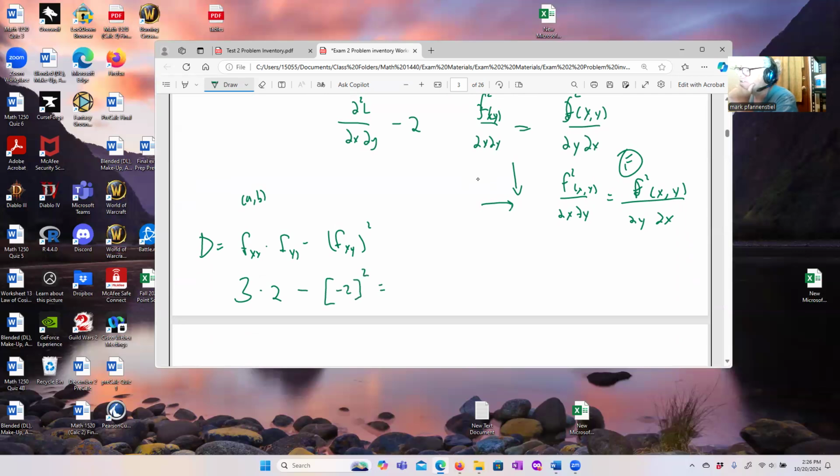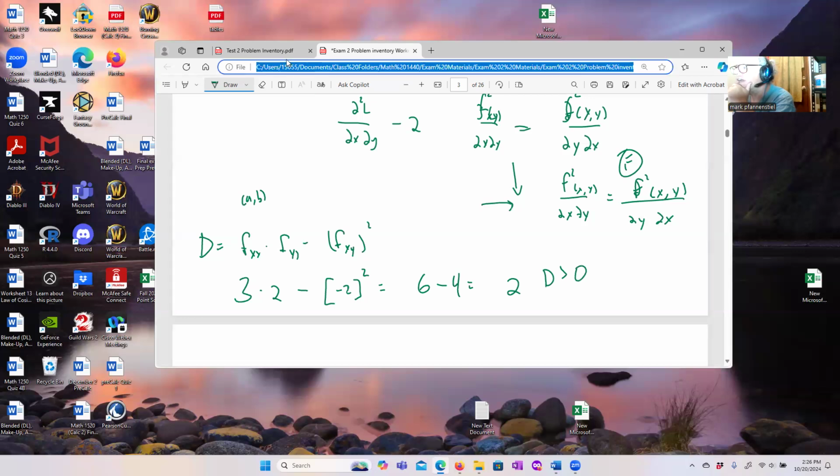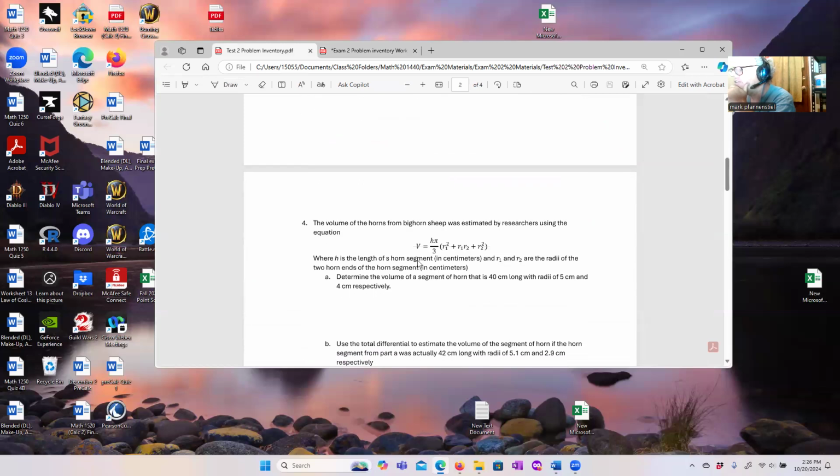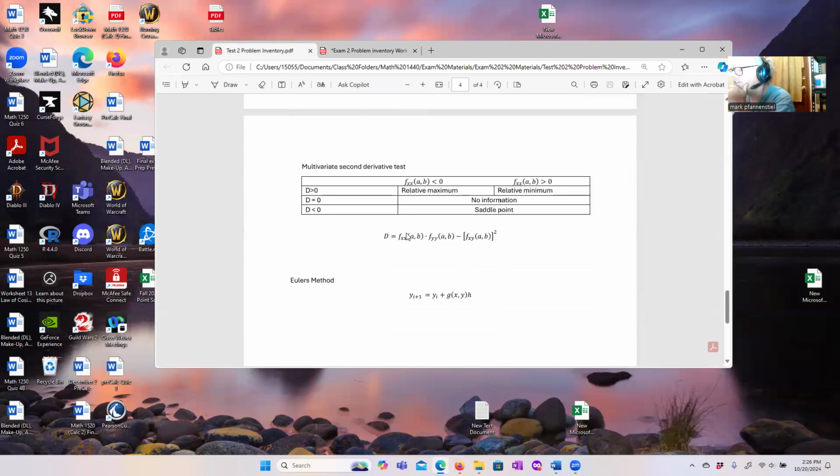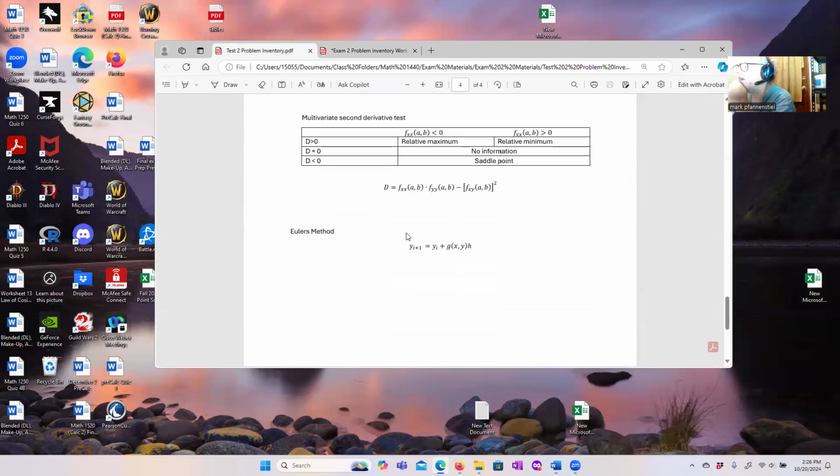Okay, 3 times 2 is 6, minus 2 squared is 4. So we end up with 6 minus 4, which is 2. So D is greater than 0. We're going to go back to our test and look at the last page on your test, because you will have this equation sitting here on your test. So we have D, and D is greater than 0.